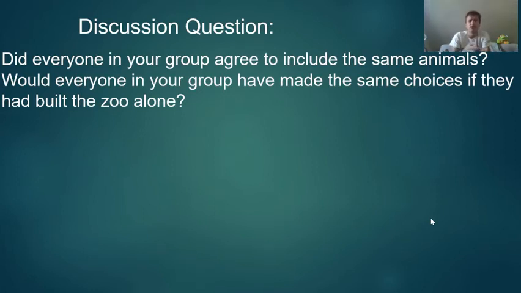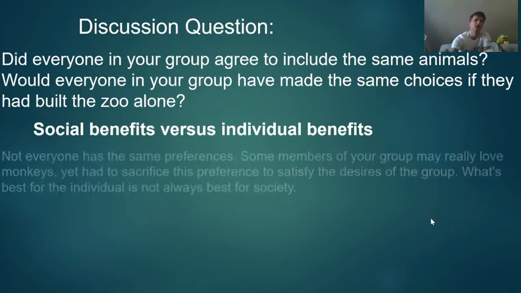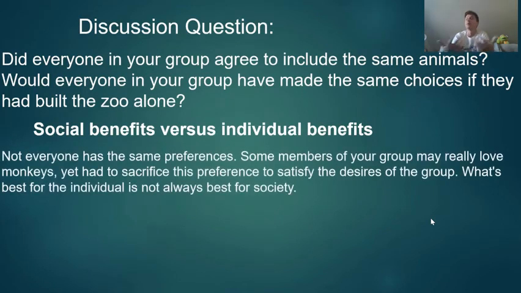Now, will everybody agree to the same animals? Would everybody ever make that choice if you built it alone? Probably not. But I would assume most of you came to some sort of agreement. And that's the idea of social benefits versus individual benefits. You looked at, well, this person really wants this animal for the zoo, but I wanted this one. But I don't really care that much, and they care a whole lot. So socially, it's more beneficial if I let them get their way with this one. But I really wanted a lion, so I'm going to fight for that lion. So you look at those benefits versus costs socially as well in order to come up with a group decision.